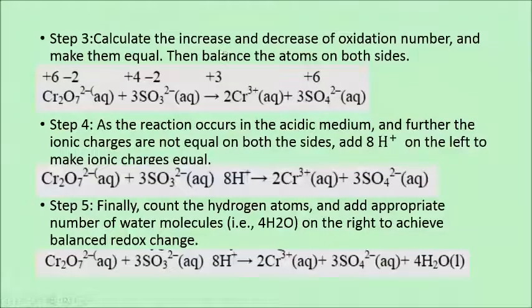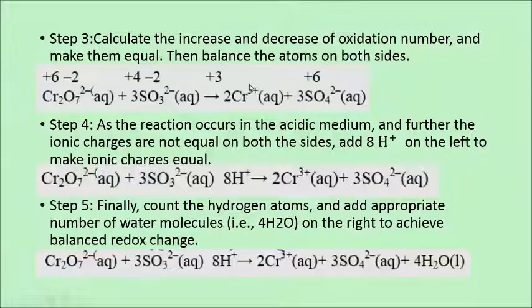The third step is to calculate the increase and decrease of oxidation number, and then we have to make them equal. After balancing the oxidation number, we have to balance the atoms on both sides. Now, in this general equation, Cr2O7 2 minus plus SO3 2 minus giving Cr3 plus and SO4 2 minus, as we have seen, chromium was in +6 and it changed to +3. That means there is a decrease of 3 in oxidation number. To balance it, we can put a numeral 2 on the right side. So it becomes what?